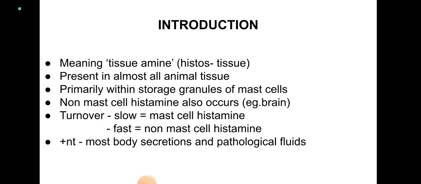Histamine means tissue amine. The term histos means tissue. Histamine is present in almost all animal tissue. It is primarily within storage granules of mast cells. Non-mast cell histamine also occurs, such as in the brain. The turnover for mast cell histamine is slow and for non-mast cell histamine is fast. Histamine is present in most body secretions and pathological fluids like venoms, etc.